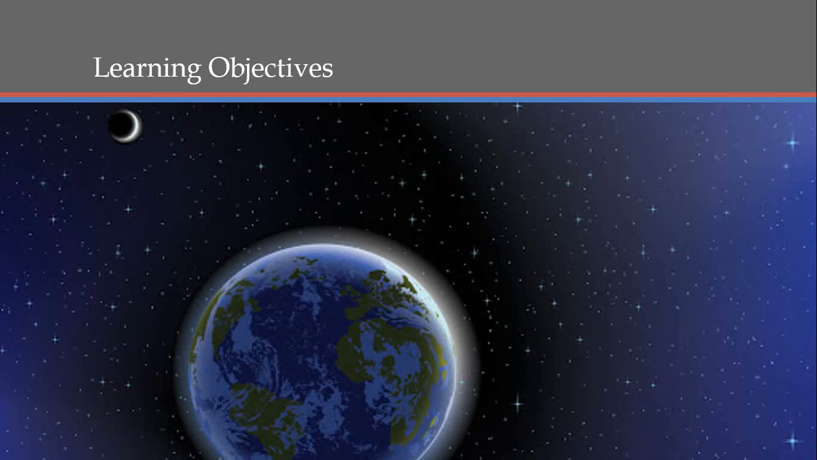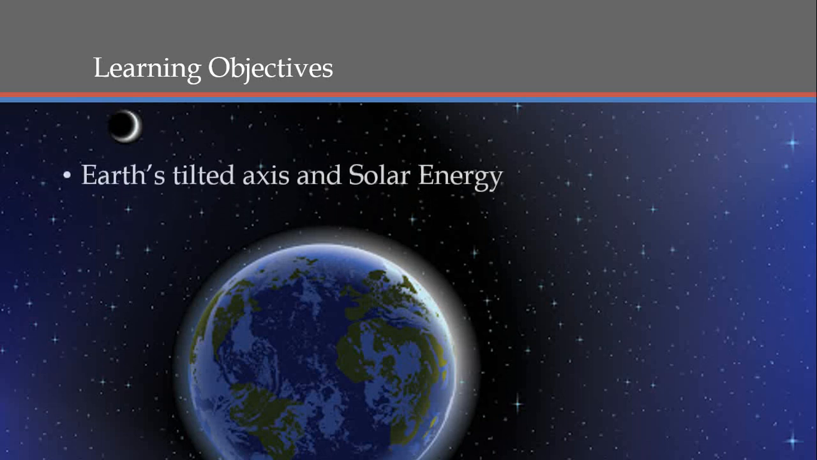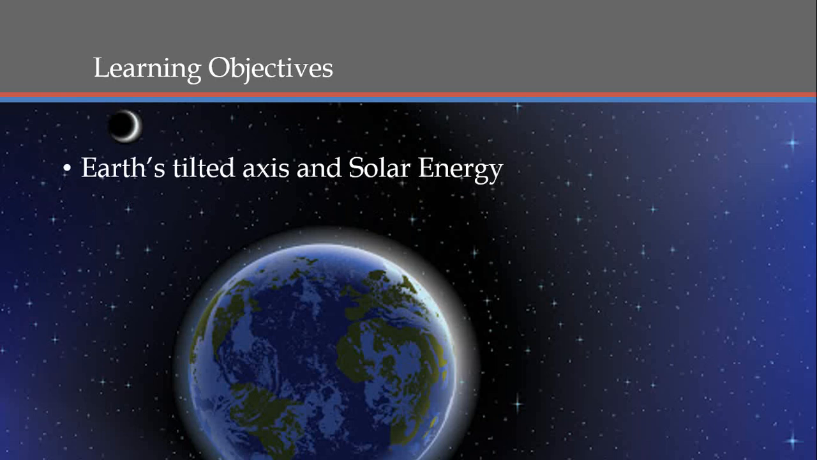Now, the first learning objective we're going to start with is the same that we ended with in the first part, which is Earth's tilted axis and solar energy. We're going to talk more about that. We know already about the tilt and how the tilt affects the rotation and affects the length of days and the amount of sunlight each part of the Earth receives. Now we're going to talk about more of the effects of these things.